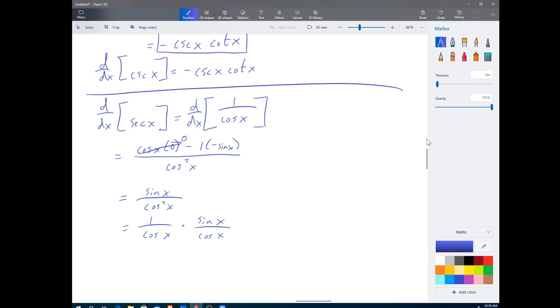And what is 1 over cosine? The thing we started with, which is the secant. And what is sine over cosine? Tan. So, in other words, the derivative of my secant will be secant times the tangent.